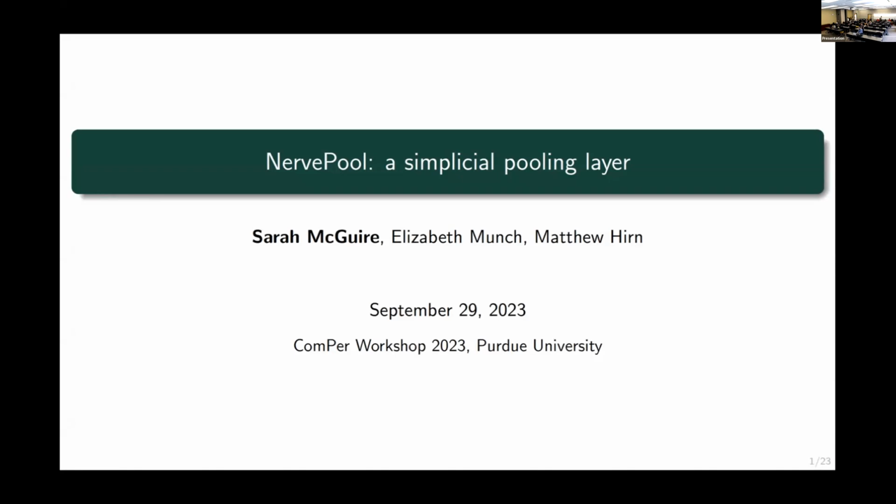So I'll be talking about a simplicial pooling layer, which is of interest if you're using neural networks and your data comes in the form of a simplicial complex. There's lots of different simplicial neural networks that have been defined, but we're working specifically on the way you can coarsen a simplicial complex for use in your neural network.